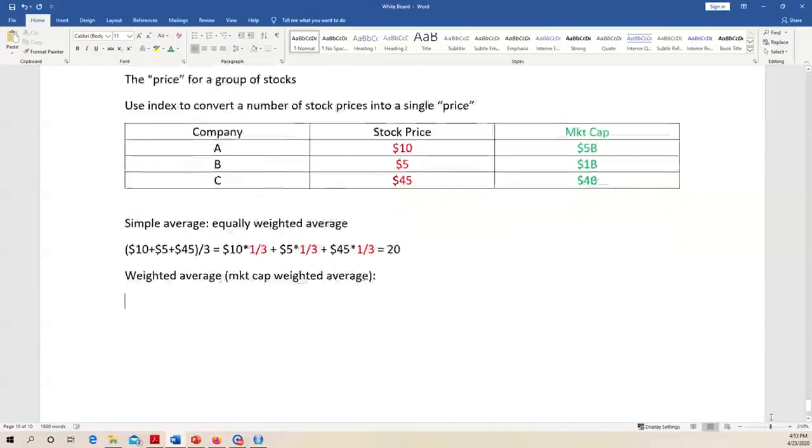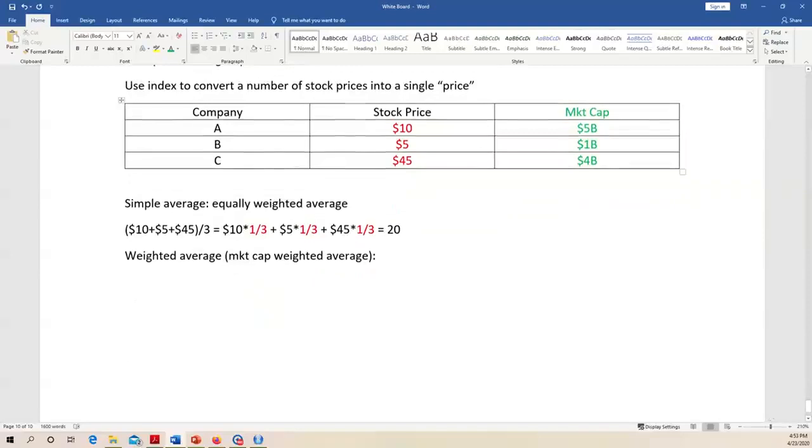Okay, so the basic idea is very simple. Now we know the market size or market value for all three companies: 5 billion, 1 billion, 4 billion. So question, the total market value of all three companies is 5 plus 1 plus 4. The answer is 10 billion US dollars. Okay, the total market value.